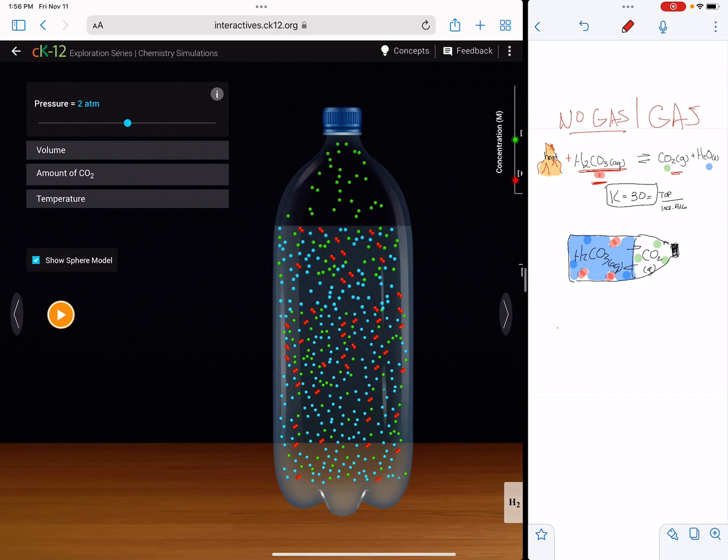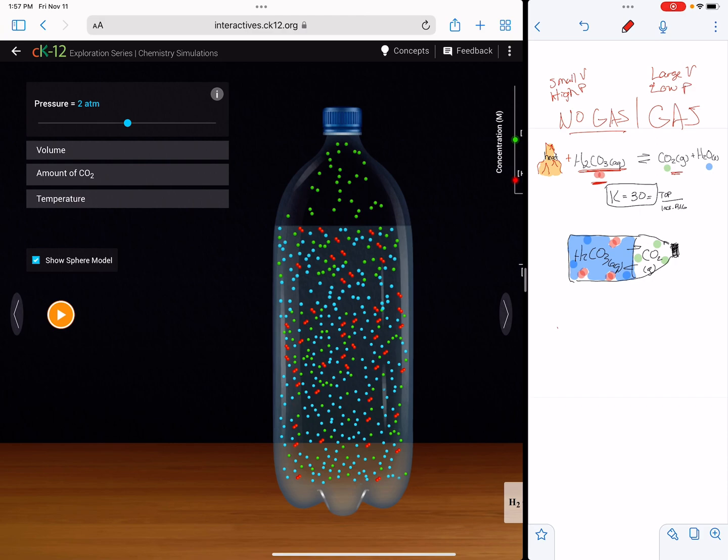And so on the left-hand side, this one is going to be very, very comfortable, even if you have a small volume or if you have a high pressure. This is going to be totally fine because it's just aqueous. You can't compress a liquid very much, so it's fine. When you're looking at the gas, the way it's going to want to exist as a gas is if you have a large volume, which means a low pressure.